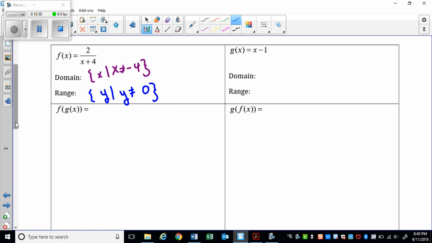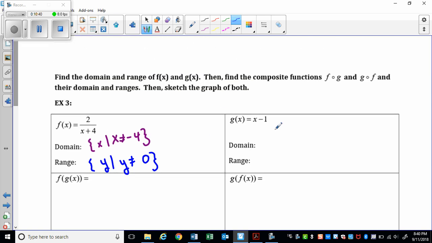Well, let's do our g of x. Our domain: it looks like you can substitute any number in for x. So x is a real number, or you can say negative infinity to infinity. And then our range for the g of x is just a straight line, so this is also going to be all real numbers.